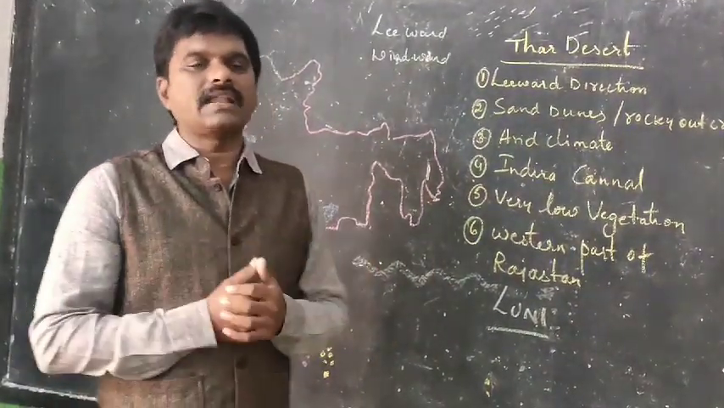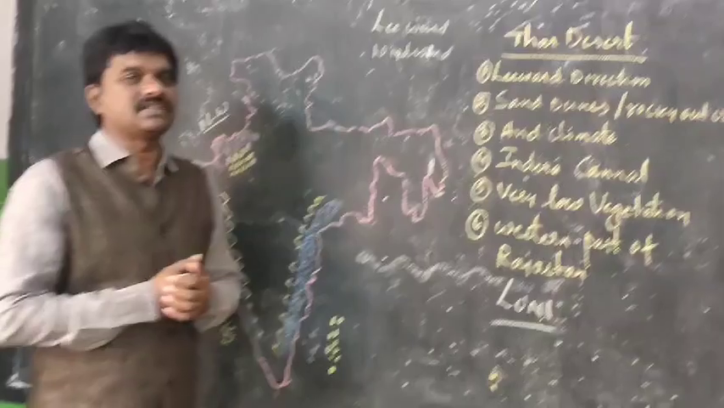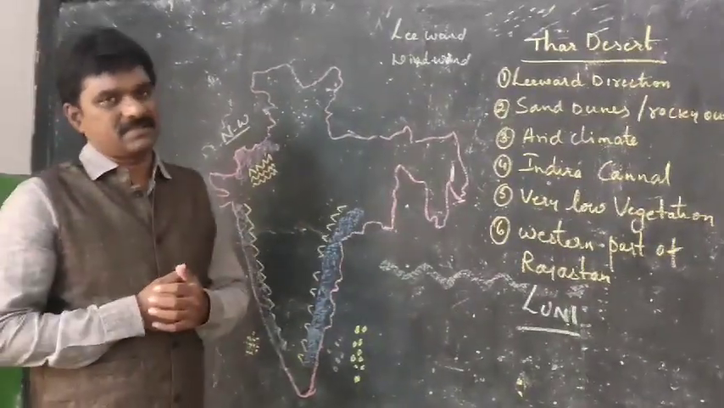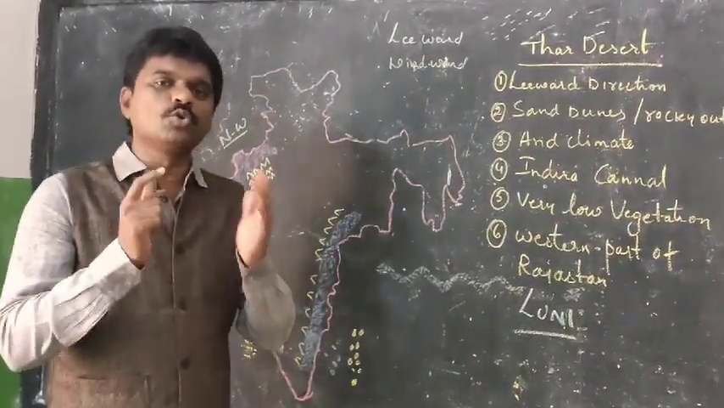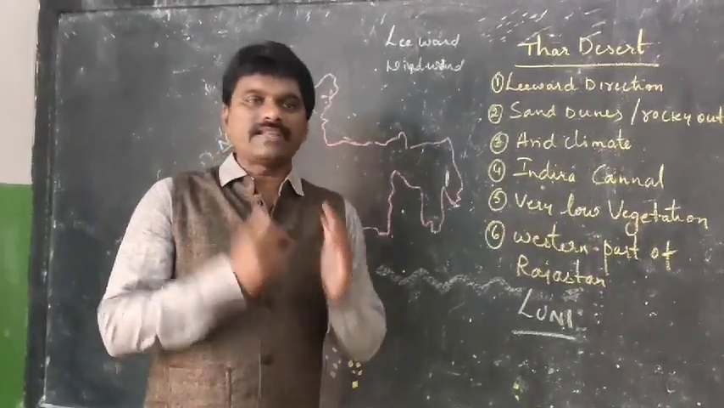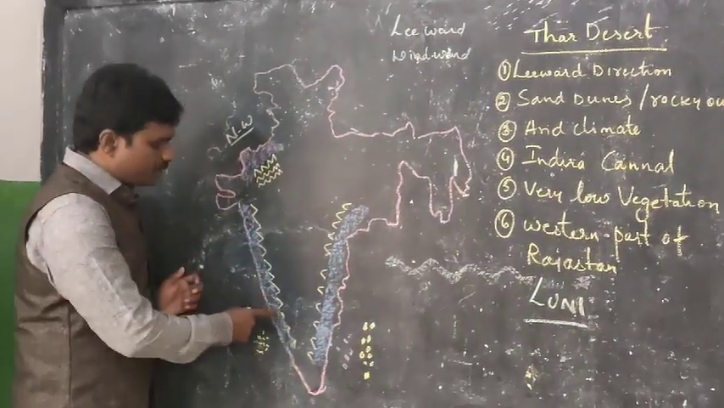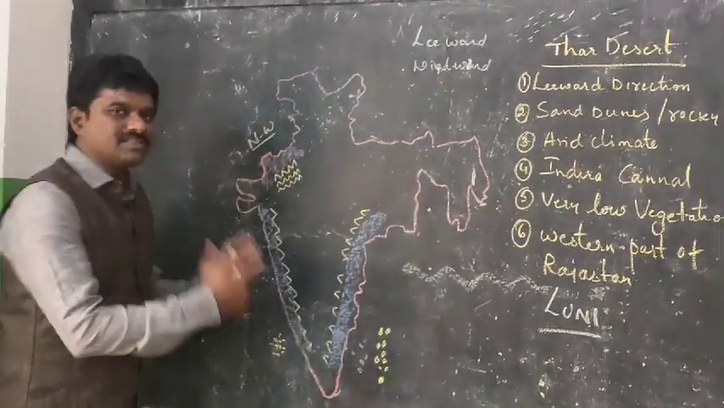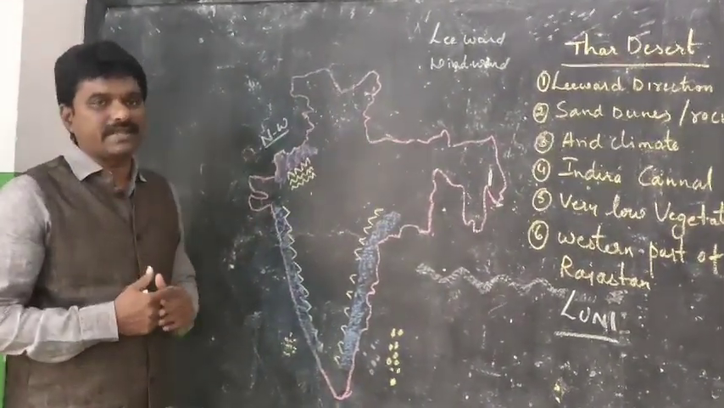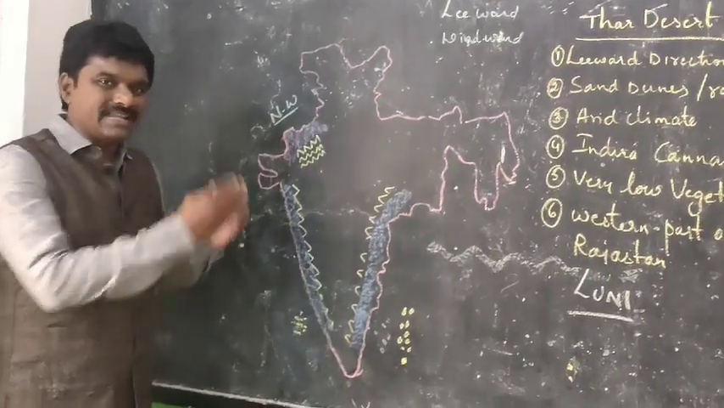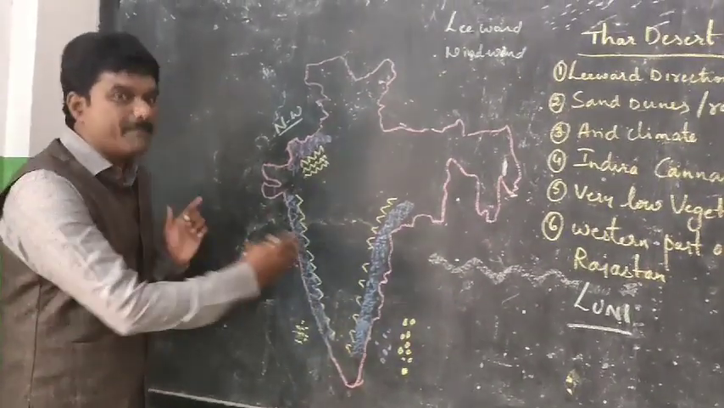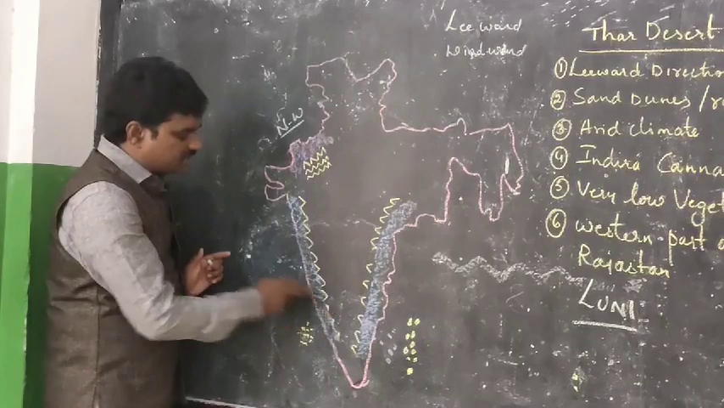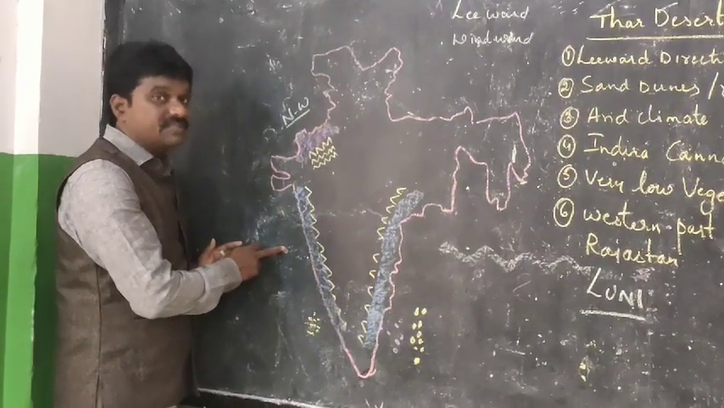Now coming to another important relief feature, the coastal plains. Here you come across two coastal plains. One is called the West Coastal Plain and another is called the East Coastal Plain. So where is the West Coastal Plain located? The West Coastal Plain is situated between the Western Ghats and the Arabian Sea.